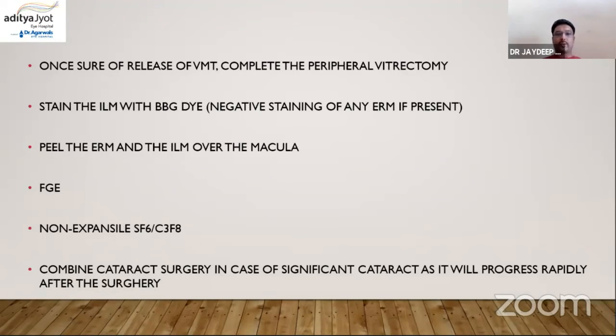Once you have released it, then complete the peripheral vitrectomy. Then stain the ILM with the dye, and do negative staining of the ERM if it is present. Peel both the ERM and the ILM if present over the macula, and do fluid-gas exchange and gas injection. In case of significant cataract, you can definitely combine the surgery with cataract surgery, because the cataract definitely progresses faster after these surgeries.